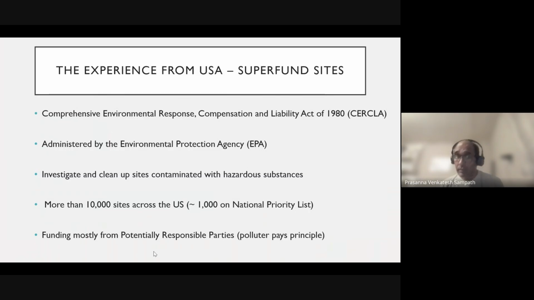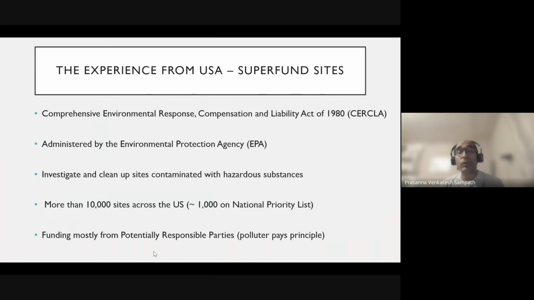And what they've done is that they've investigated and tried to clean up sites that are contaminated with hazardous substances. They have a list of substances which are classified as hazardous, and any site that has been contaminated with these hazardous substances, they identified more than 10,000 sites across the US. Okay, these sites are called the Superfund sites. The Superfund that I've written on the title, the Superfund sites, is basically those 10,000 sites which are distributed across the United States.